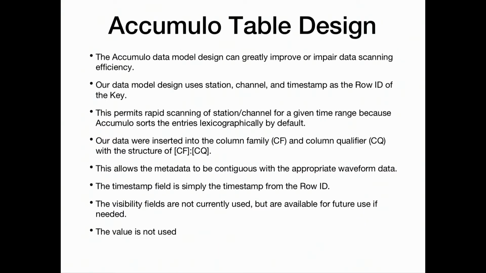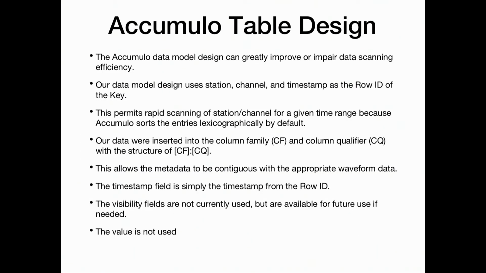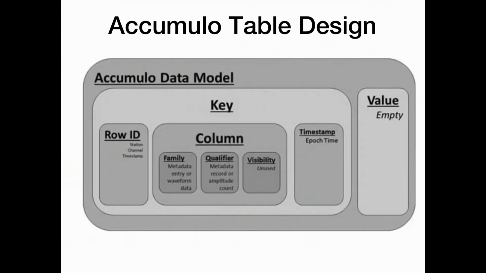So I'll show you a key breakdown, but just verbally, the breakdown of the key was, in Accumulo, actually I can show you, in the row, sorted from left to right, the row had the station, channel, and timestamp. The column family was whether it was metadata or time-related information, and in the qualifier we stored the actual values. We did not use the value in the Accumulo entries, and the timestamp was the epoch time. We also didn't use the visibility, a very pertinent security feature in Accumulo, but not necessary for this simple demo.